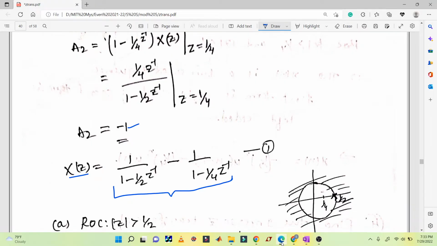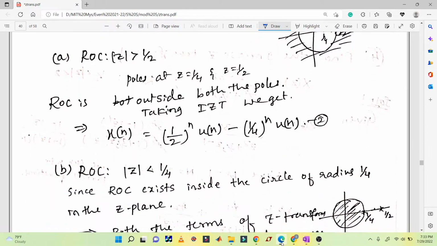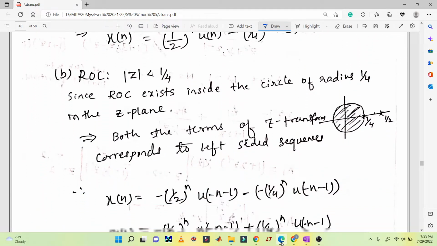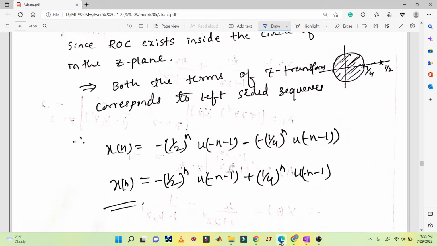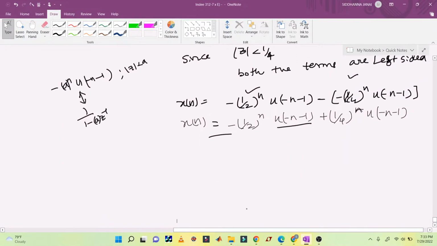Okay, so already we have calculated these two, you can see here, correct? These are the answers we have got. Now the final one, this is the final case.